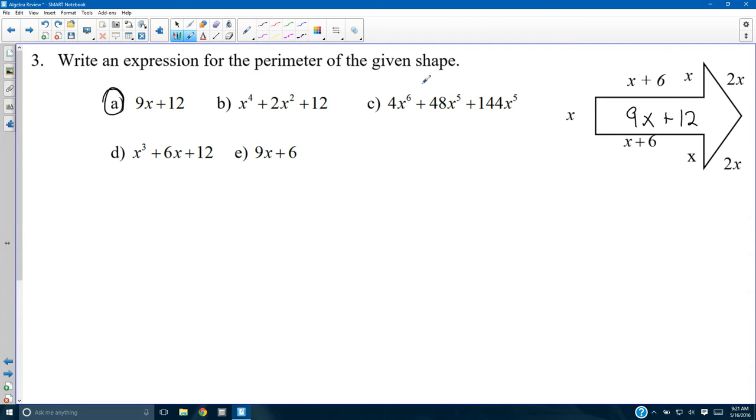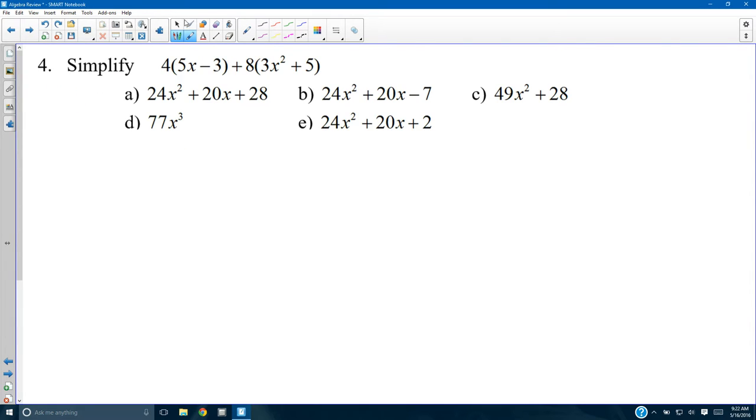There are some here that might trick you, that might make you think you're trying to find the area, and I'm sure one of these answers represents the proper area of this. Be very careful not to do that, and just make sure you understand that you are adding those things up. That's all I need to say for that problem. Number 4, simplify this.